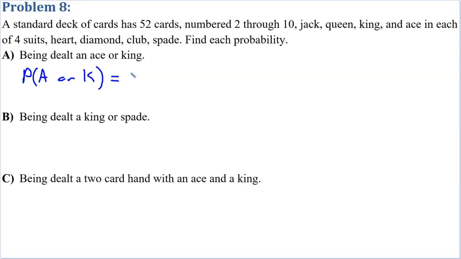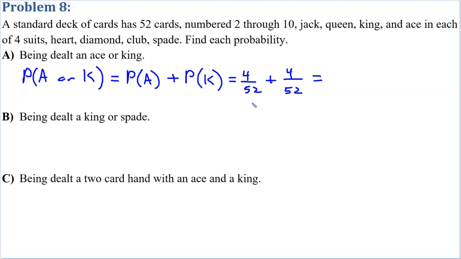Now, since I can't have both an ace and a king at the same time, they're different values, those will be mutually exclusive. So my answer is just going to be P of A, for getting an ace, plus the probability of getting a king, P of K, which will be equal to 4 aces out of the 52, plus 4 kings out of the 52. Essentially it's just the probability of one thing or the other. Add those two together, my calculator gives me 0.15, or about 15% of the time we'll get an ace or a king.